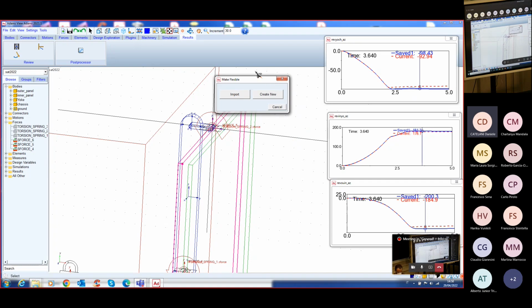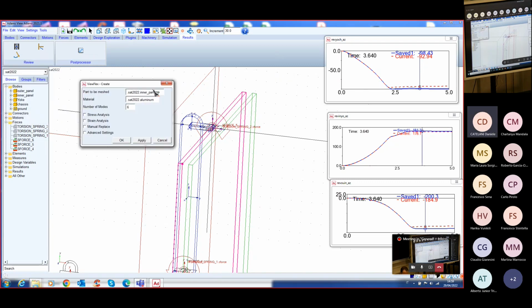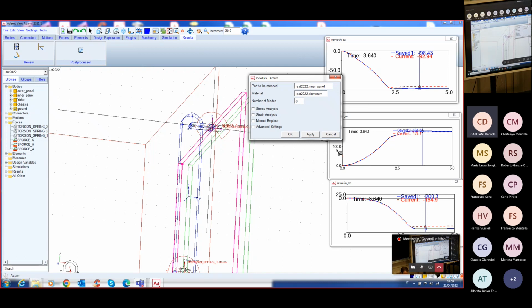You can open this window in which you have import or create new. I show you the create new. Please don't follow me. Please only look at my activity. If I click on create new, I open this dialog box.